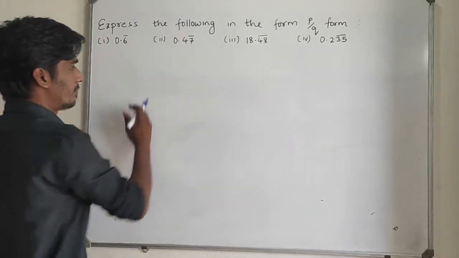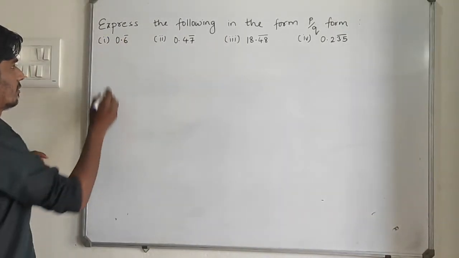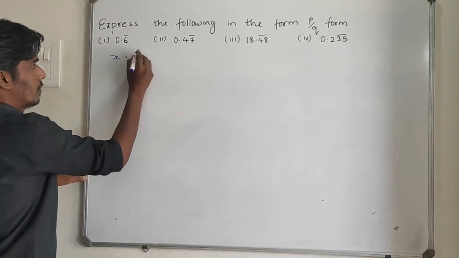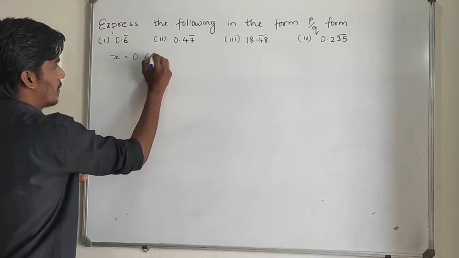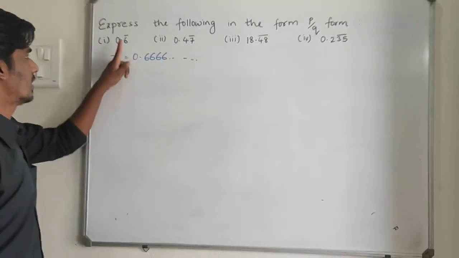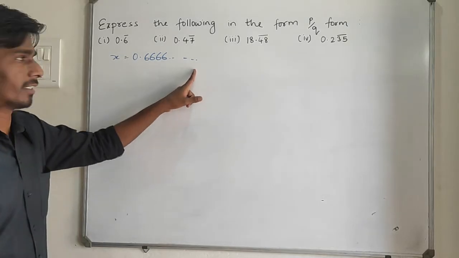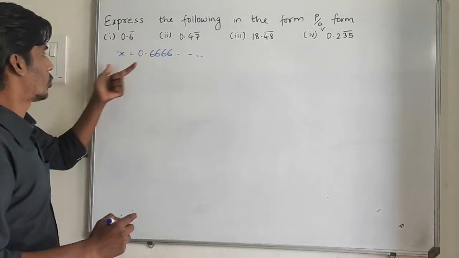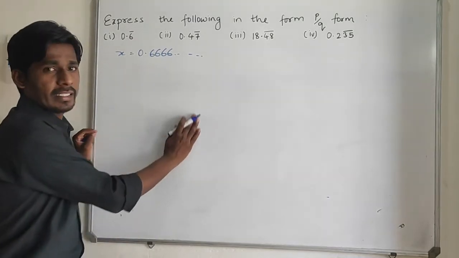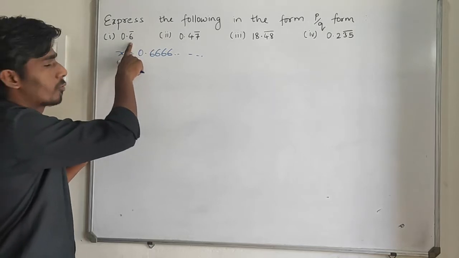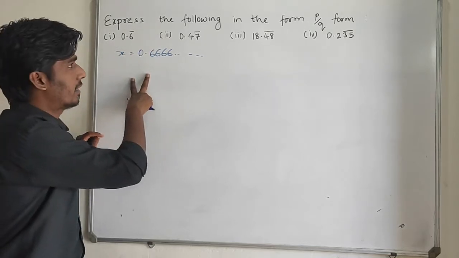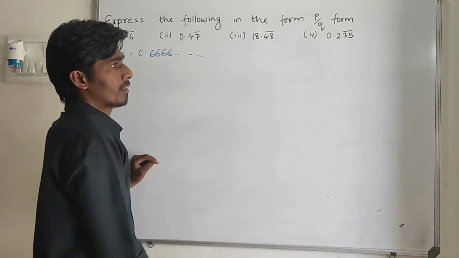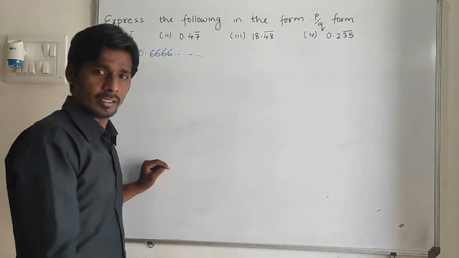Let's take the first example. Whatever question is given, take that value as x. So here x equals 0.6666 dot dot dot. Here it is bar, and bar means 6 is recurring. Now under this bar, how many digits are there? Only one digit, so we have to multiply both sides by 10. Suppose there are two digits under the bar, then I have to multiply by 100. Similarly, if there are three digits, I have to multiply by 1000.